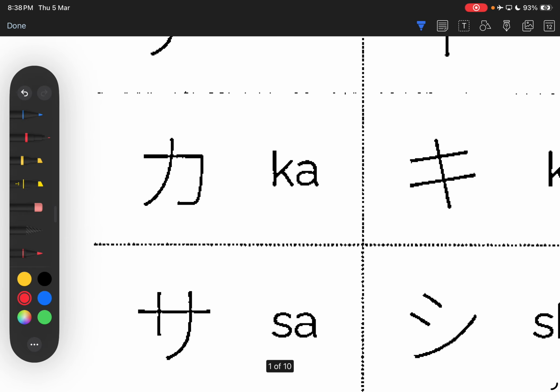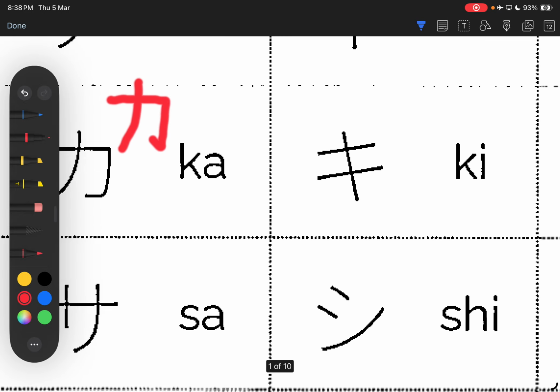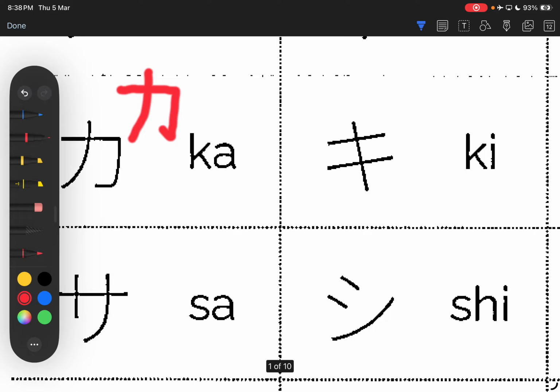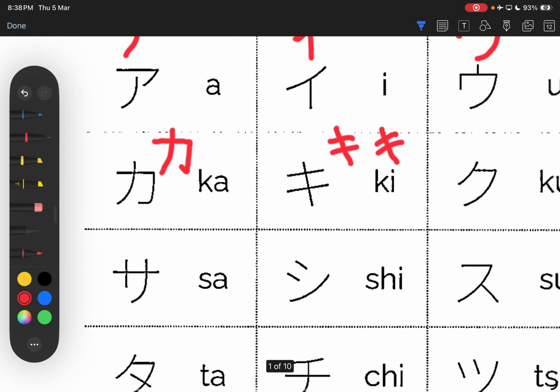Okay, next row we have the K row. Ka. So I drew this guy before already, right? So I will say this is very sharp. So the corners are very sharp. Okay, Ka. Next we have Ki. So this guy is just an equal sign and then a vertical line in the middle. A line that cuts through them in the middle. So Ki.